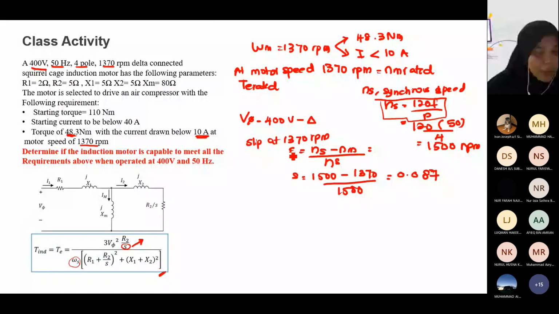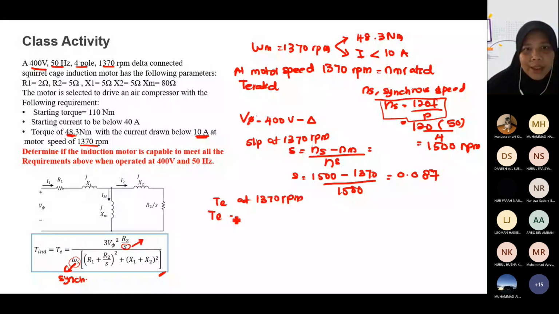So how do we proceed now? We already have V phase, which is V rated 400, and the slip at rated condition. What about omega S here? Is it the motor speed or synchronous speed? Synchronous speed. Yes, omega S is your synchronous speed. So now to calculate the torque at 1370 RPM, you put all the values in this equation.